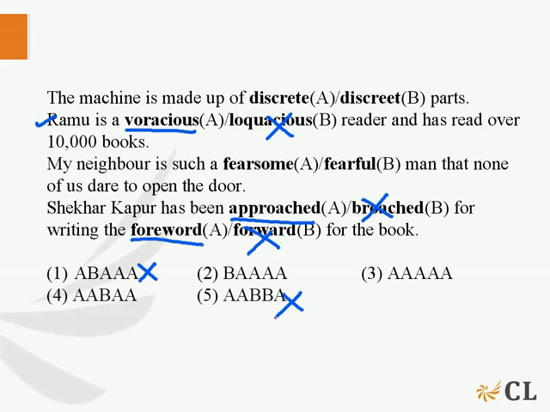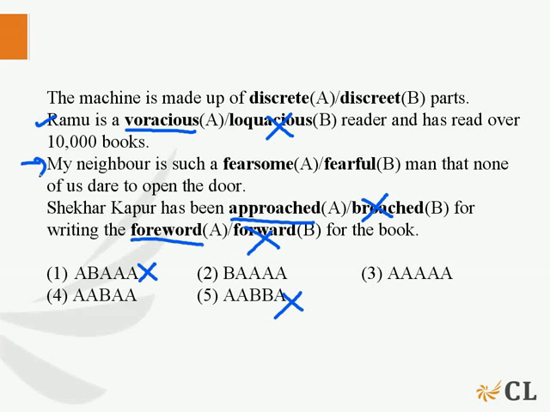Now let's again examine another sentence which would be easier to examine. Discrete and discreet might look a little difficult because if you do not know the exact meanings of both the words, it would be difficult for you to decipher which word would fit into the sentence over here. So let's catch hold of this sentence.